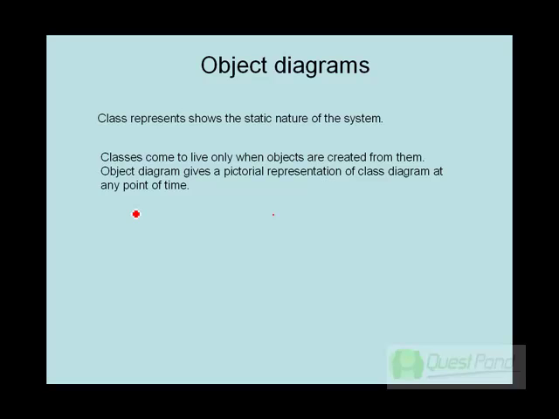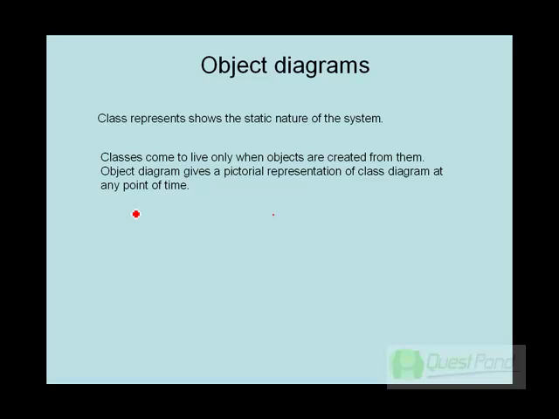For example, if we have a CLS invoice and it has a property called invoice number, when you create an object of it, you need to give some invoice number like I001 or I002. So when we talk about objects, we are talking about data. As I said, classes come to life only when objects are created from them. So an object diagram gives you a representation of a class diagram at any point of time, that is, a representation of the class with data.